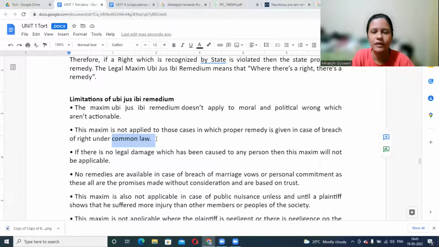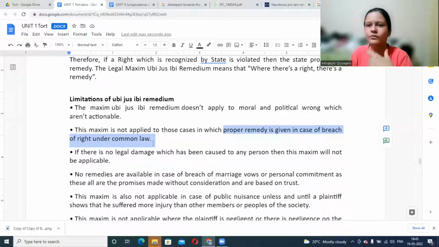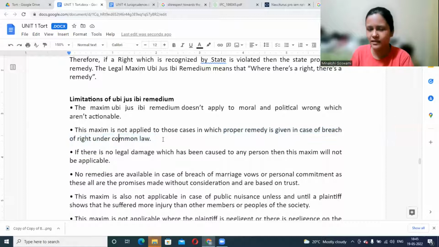But in case of IPC, everything is properly written, right? This is a crime, this is the punishment. So in these cases, proper remedy is given in case of breach of right under common law. In common law, we have something established. There are cases that talk about it, so based on those case laws, we will follow. It might not be properly written in the form of a statute like we have IPC. So common law is not like how we have IPC.